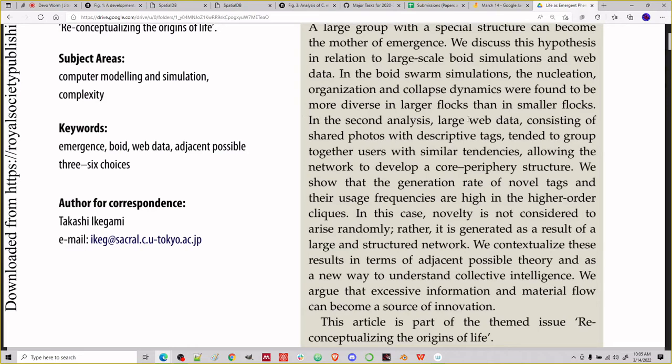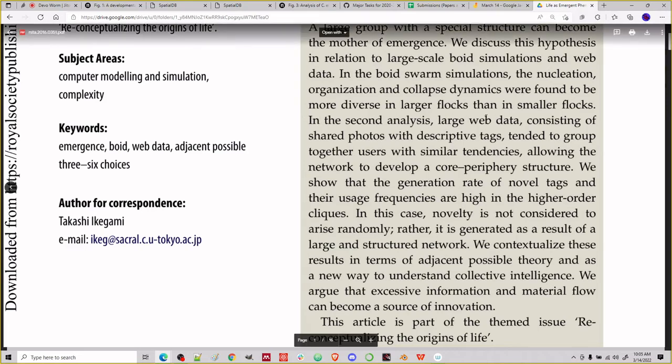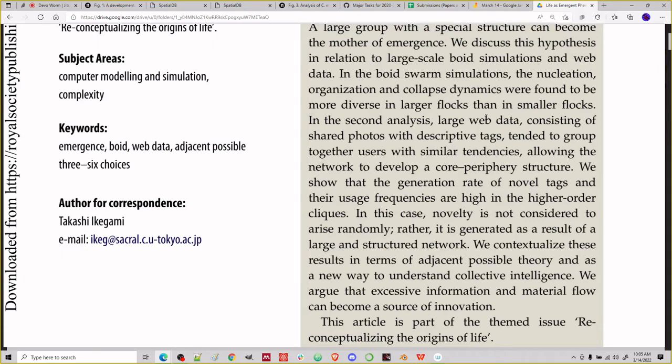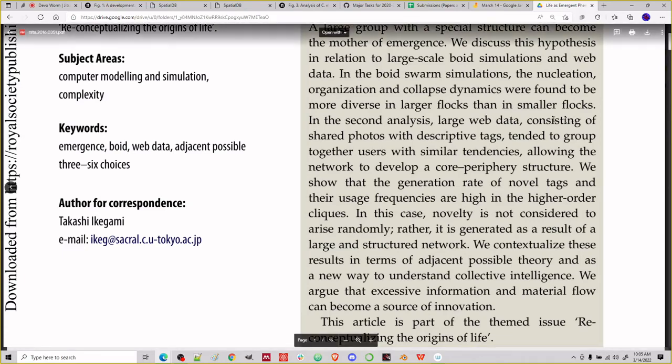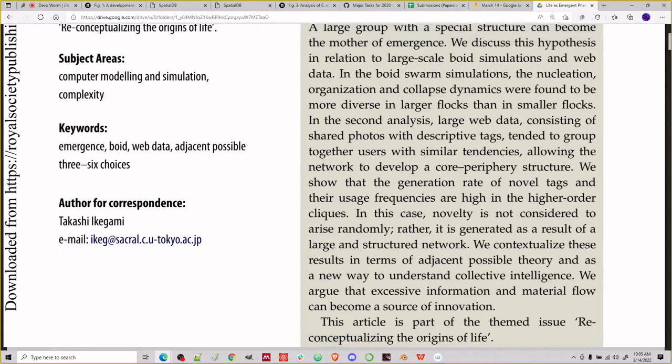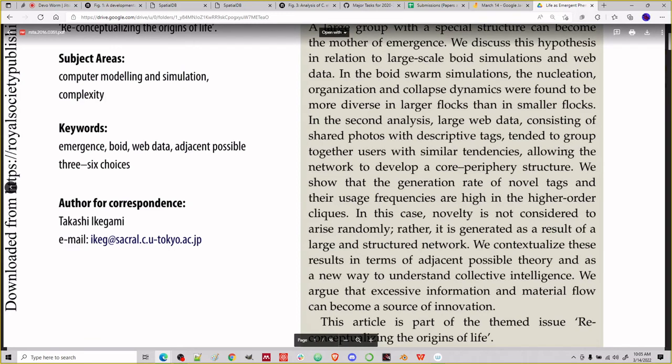In the second analysis, which is large web data, which I guess is like looking at this network of sites on the web, consisting of shared photos with descriptive tags, tended to group together users with similar tendencies. So they're using a database here of shared photos with descriptive tags. They're looking at users and what their photos are and what the descriptive tags are. And so they're actually looking at how that forms a network.